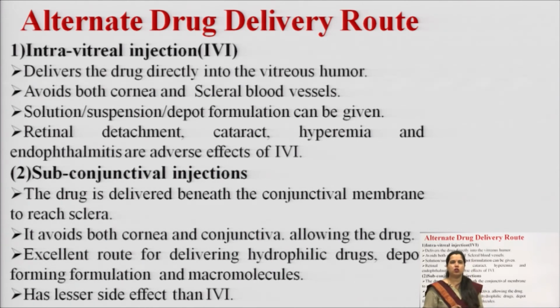So, this type of injection is delivered beneath the conjunctival membrane, that means targeting the conjunctiva, so that the drug can reach the sclera. It avoids both cornea and conjunctiva, allowing the drug to reach the sclera, right. So, we are directly giving it to the sclera portion of the eye. It is an excellent route for delivering hydrophilic drugs, depot forming formulations and macromolecules. These are some advantages over the IVI, and it has fewer side effects as compared to IVI, right.